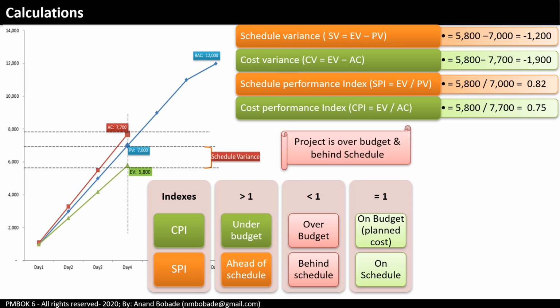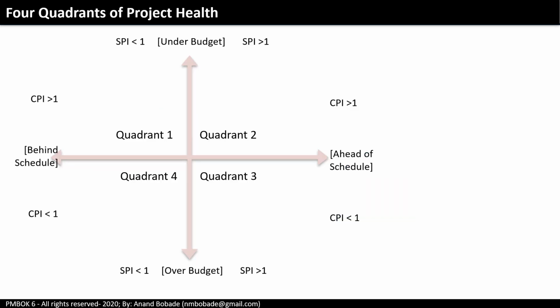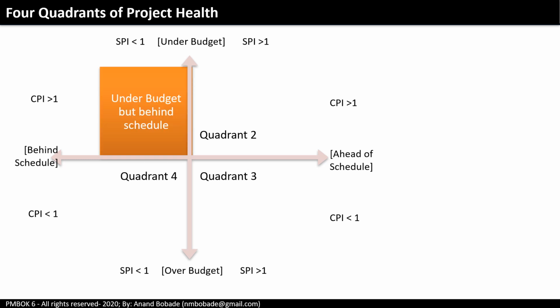4 quadrants of project health. Let's now explore the 4 combinations of CPI and SPI. Think of it like 4 quadrants on a project health map. Quadrant 1, CPI greater than 1, SPI less than 1. Under budget but behind schedule. Action, spend more to catch up on schedule.